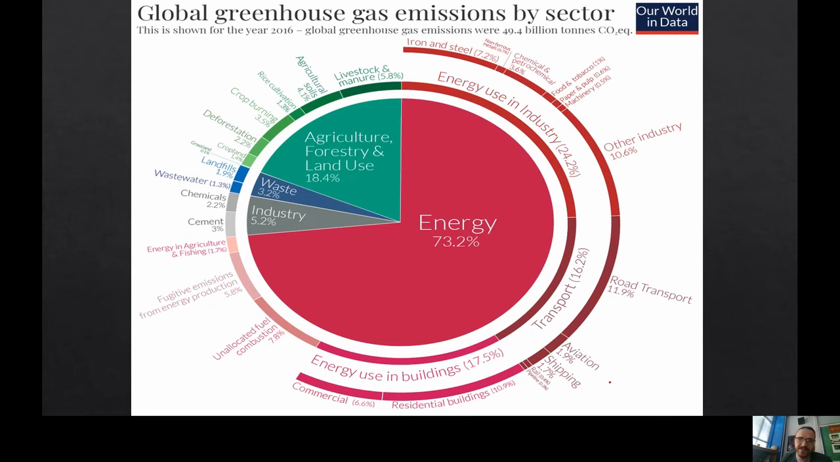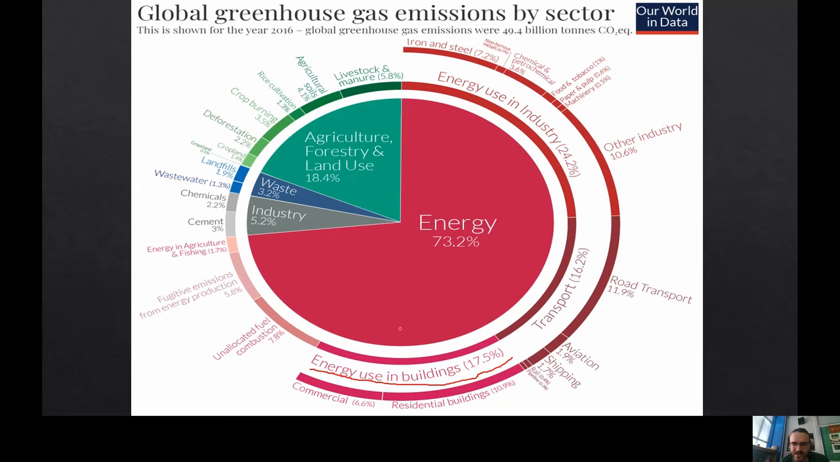So overall, this ends up being the picture that is created, and it's a pretty complex pie chart that Our World in Data created that shows greenhouse gas emissions, not by gas, but by the source of that greenhouse gas. So the overwhelming majority of the greenhouse gases that we produce are through energy, and that's like electricity. That would be energy use in buildings. So a good chunk of that. So we're going to look at the center of this pie chart and then work our way out.